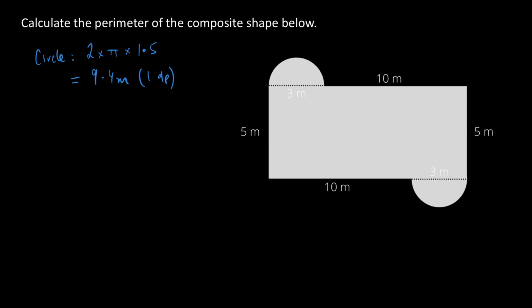Then I'm going to calculate the perimeter. First of all, we've got our circle, and then moving around from the top, we've got 10 plus 5 plus 10 down the bottom plus 5. Therefore, our perimeter is going to work out to be 39.4 meters.